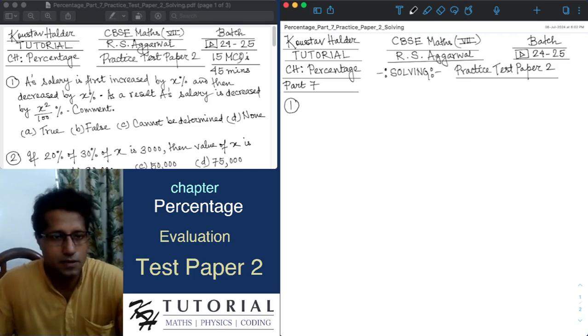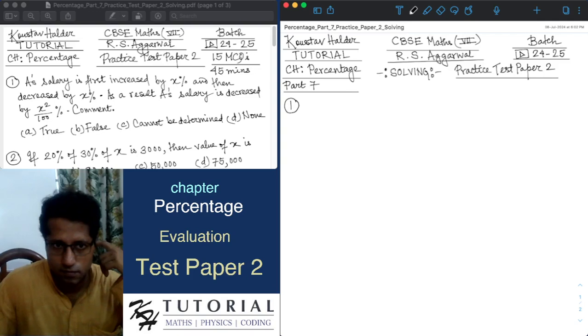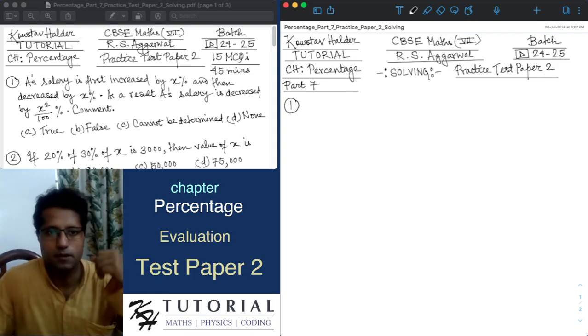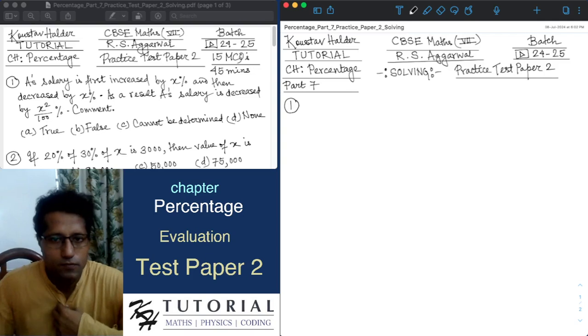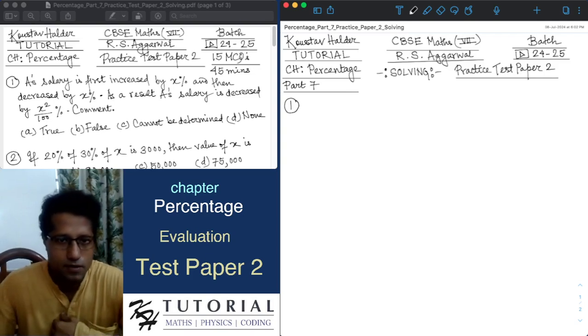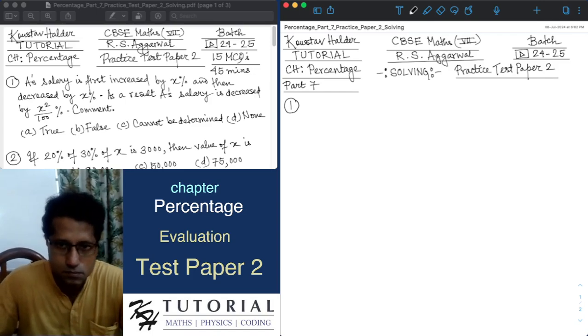Problem number 1 says A's salary is first increased by X% and then decreased by X%. As a result, A's salary is decreased by X square by 100%, and it is asking to comment about the statement, whether it is true, false, or cannot be determined, or none. We have to verify whether A's salary is decreased by X square by 100% or not.